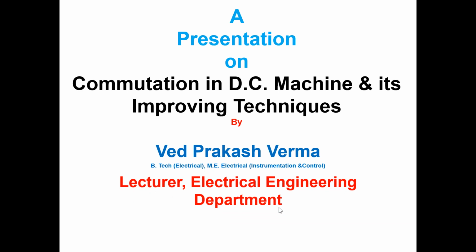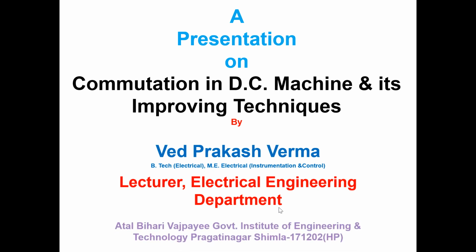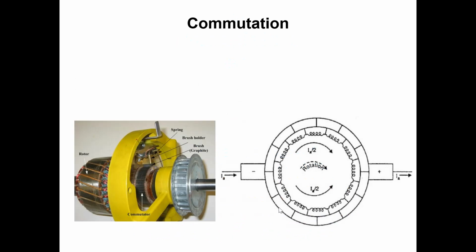Then the topic for today's discussion is commutation in DC machine and its improvement techniques. That means how commutation exists in a DC machine and how this can be improved. Firstly, commutation is nothing but the process which occurs in the commutator.